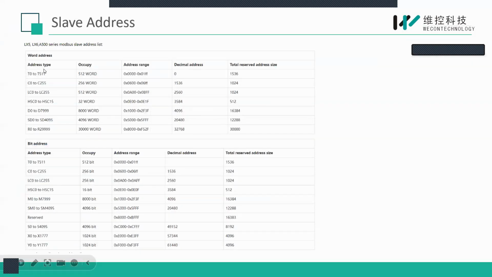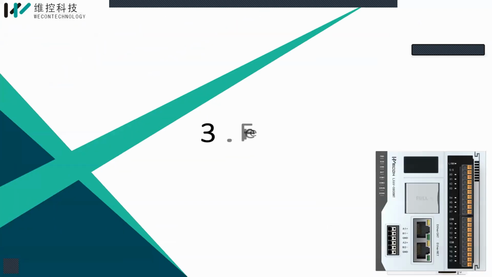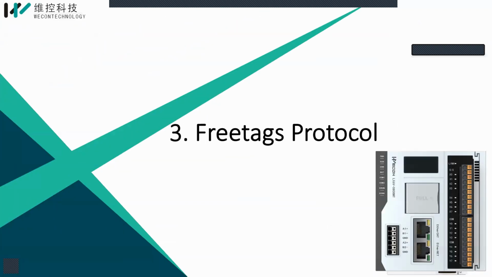And for the PLC address, you can check the table to see which Modbus address means what in the PLC. And this table is in our Wecon support center too. So this is about the Modbus. The final topic is about the free text protocol.